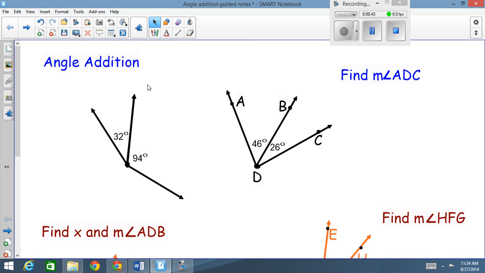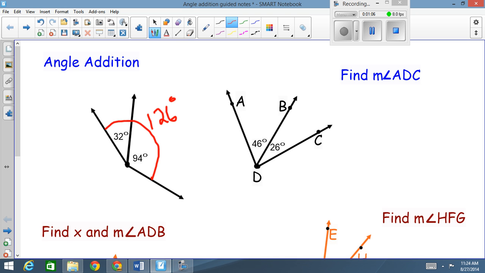Okay. Putting them together, as you might imagine, just adding 32 to 94 is going to give me that 126-degree angle. So from here all the way around to here, that whole thing would be 126 degrees. Okay? Now, the notation is going to be a little different sometimes.